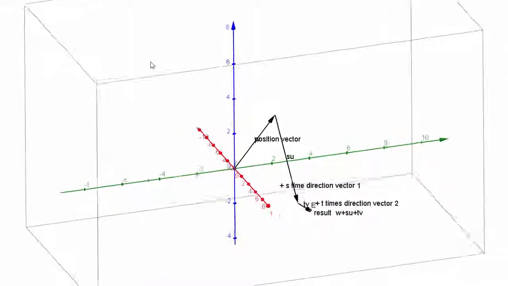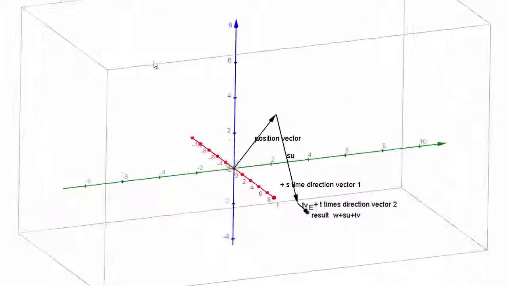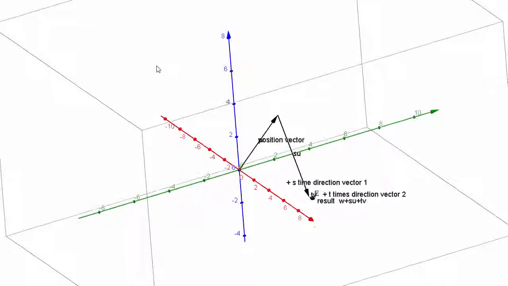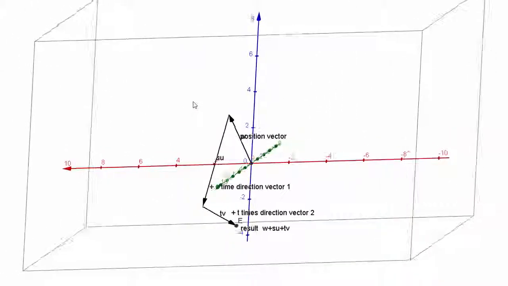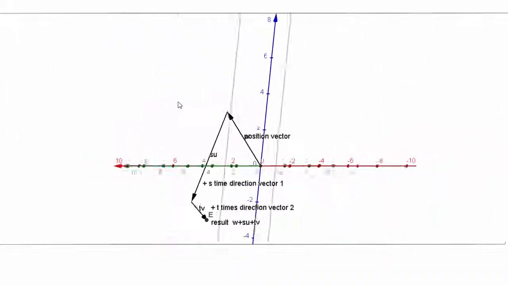And so really, if you think about it, it makes sense. That plane contains both of those direction vectors, and of course 2 lines or 2 vectors essentially define a plane. So there we are.